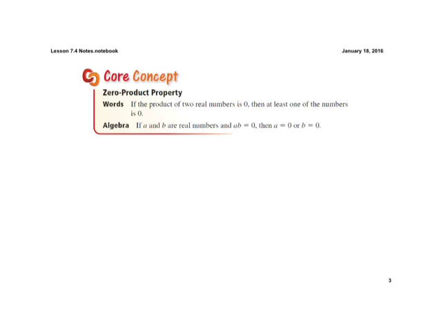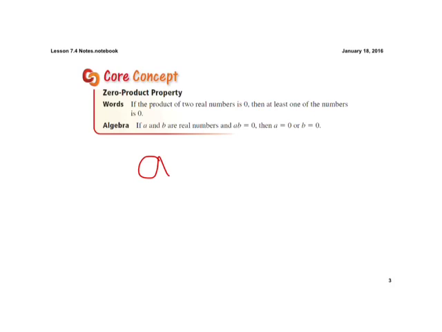Our one core concept is zero product property. What this property states is that if the product of 2 real numbers is 0, so 2 numbers multiplied together, the product is 0, then at least one of the numbers has to be 0. Where they say algebra there is if a and b are real numbers and a times b is 0, then we know either a or b is 0.